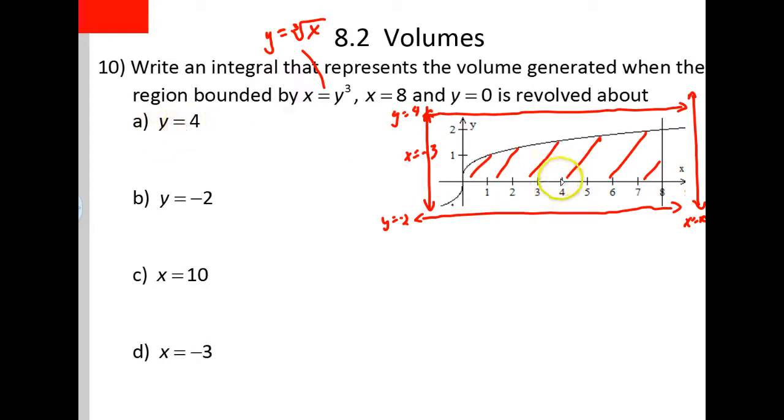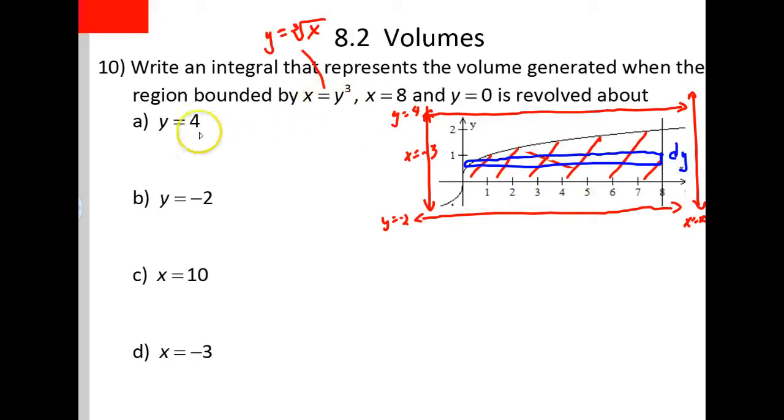Now, when I look at this, what do I want to use as my rectangle? Well, I could use a dx rectangle, or I could use a dy rectangle. So you really have your options, but let's stick with one of them. Since this equation originally is given in x equals form, I am going to decide to use the dy. So I'm going to draw a dy rectangle. And so that means I need my equation in x equals.